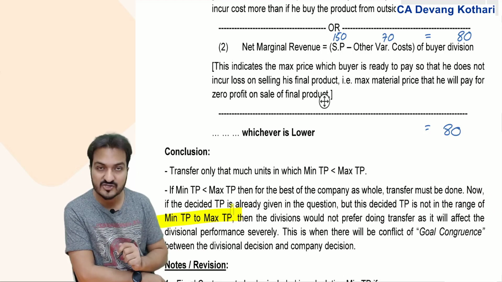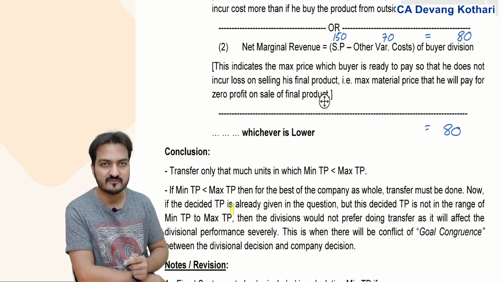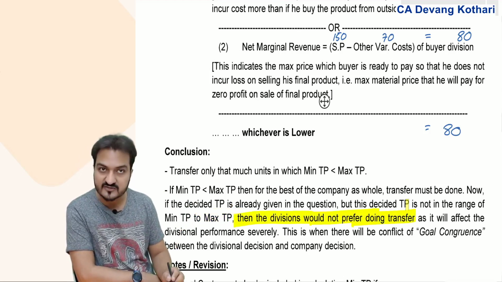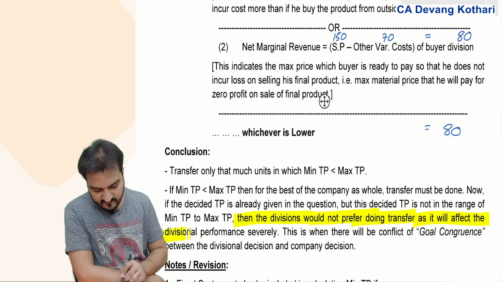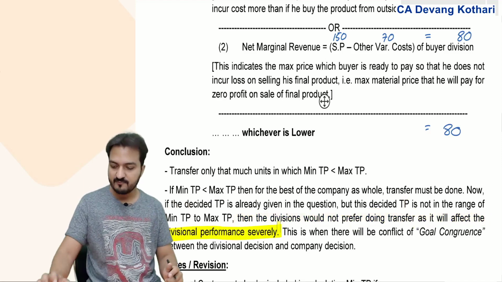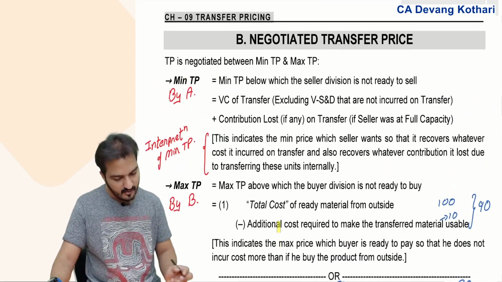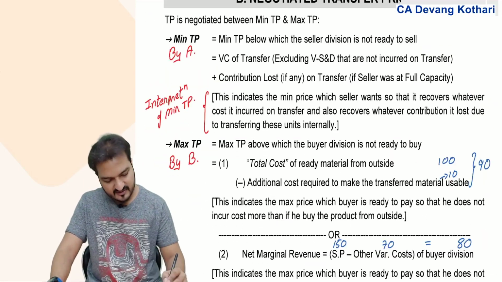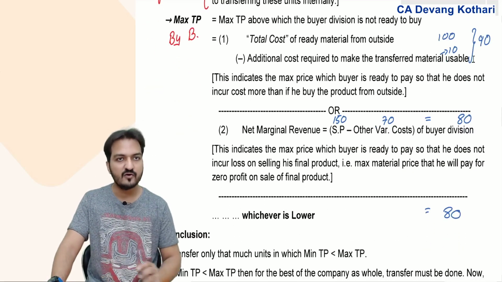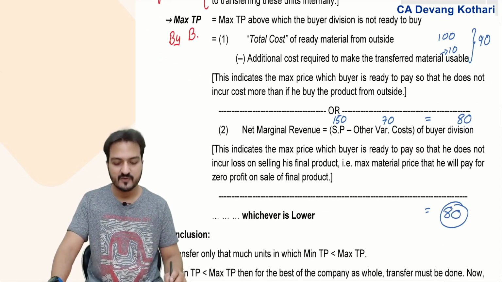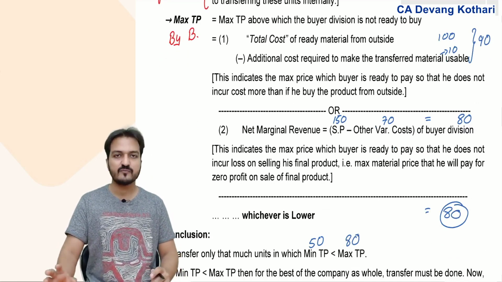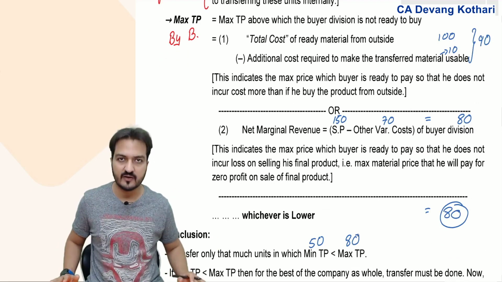Transfer price is given in the question, but it is not between minimum to maximum. Then what will happen? Well, then the divisions would not prefer doing the transfer, as it will affect the divisional performance severely. Imagine minimum TP, variable cost plus contribution lost, turns out to be 50. Maximum TP, final answer you have is 80. So my minimum TP is 50, maximum TP is 80. Your decision is that yes, transfer should be done.